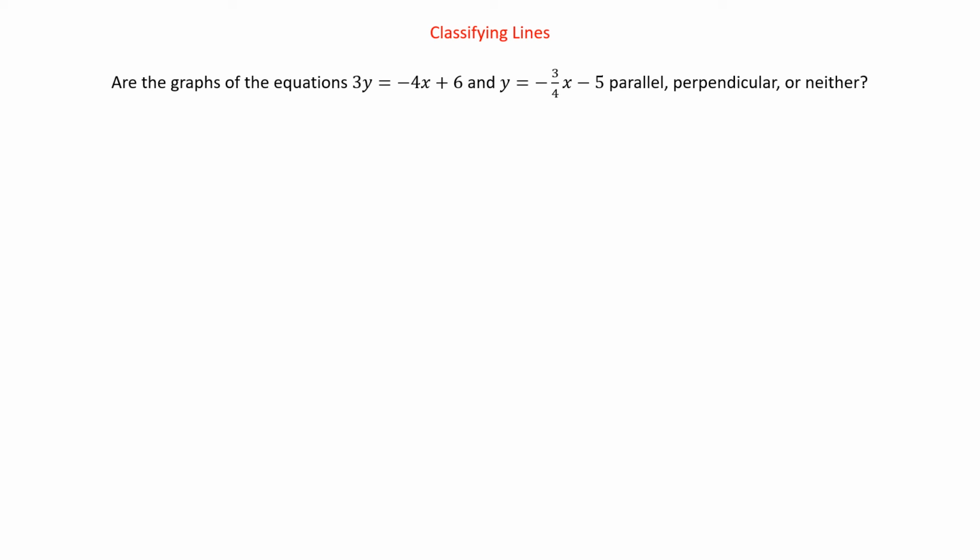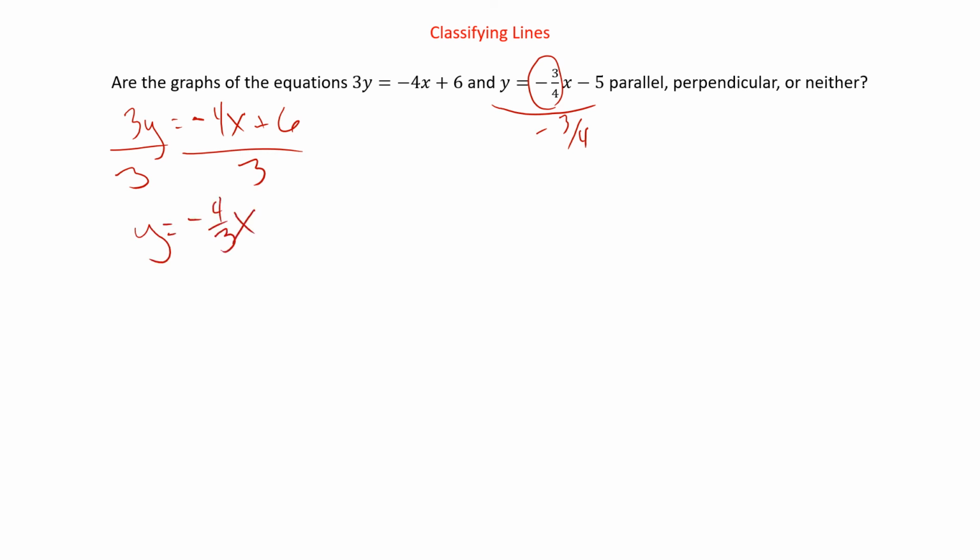That would make it super easy. The very first step, put them in slope-intercept form. The second one here is already in slope-intercept form. We have the slope as negative 3/4. All right, so now let's put the other one in slope-intercept form. We have 3y equals negative 4x plus 6. We're going to divide everything by 3 because we need it to be y equals. So y equals negative 4/3 x plus 6 divided by 3 is 2.